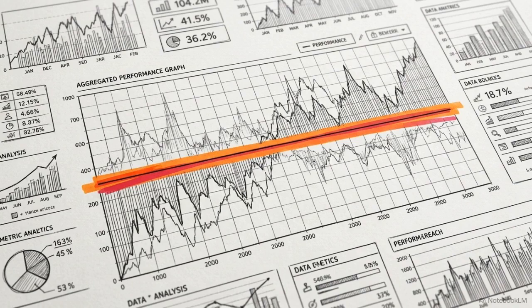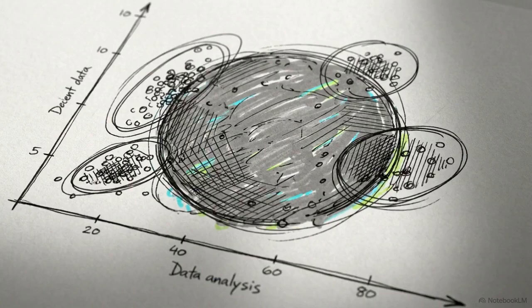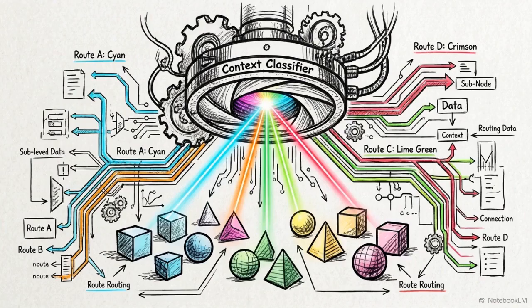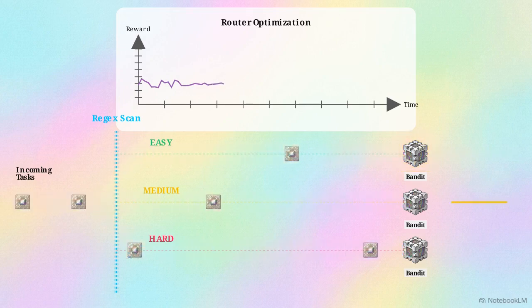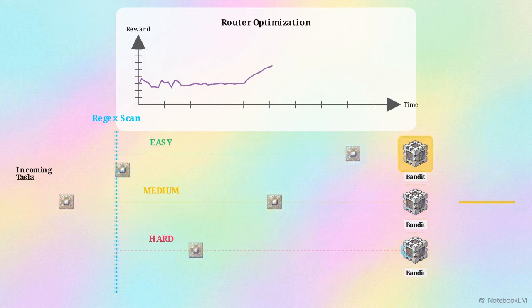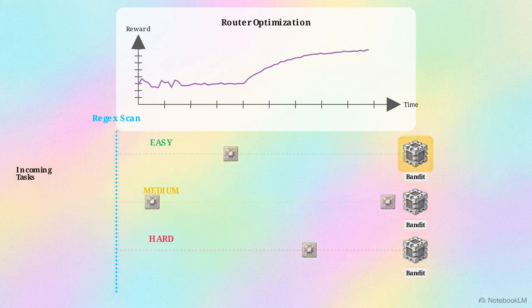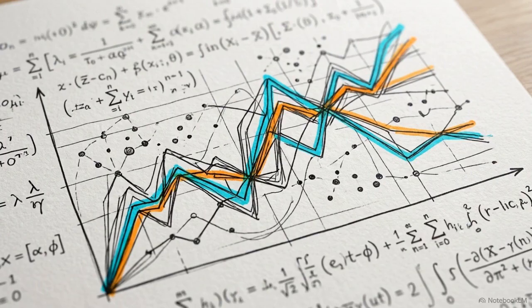Routing tasks blindly leads to a policy that averages successes and failures. It fails to identify distinct performance regimes. TraceRouter employs a context classifier at admission. A regex scan sorts incoming tasks into coarse difficulty tiers before any language model is invoked. The system deploys an independent multi-armed bandit for each tier, allowing the router to learn the optimal model for specific contexts over time. Rather than relying on offline training data, TraceRouter uses cold start upper confidence bound exploration.